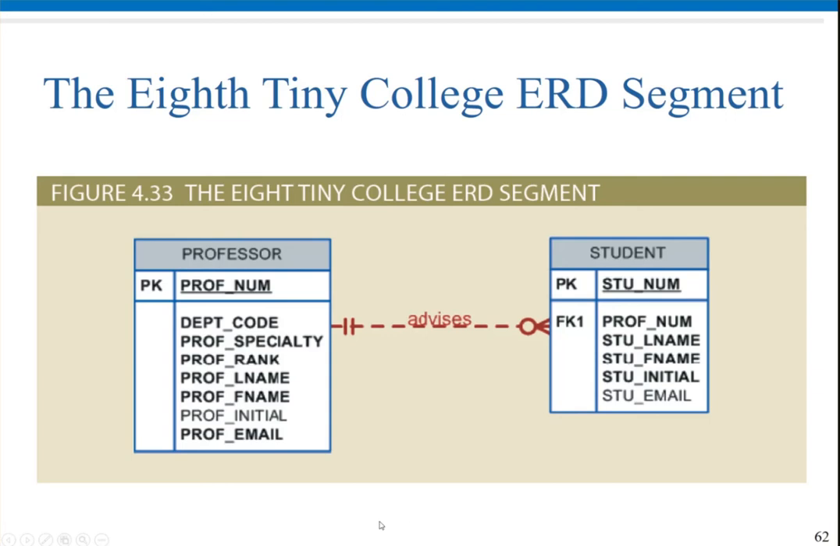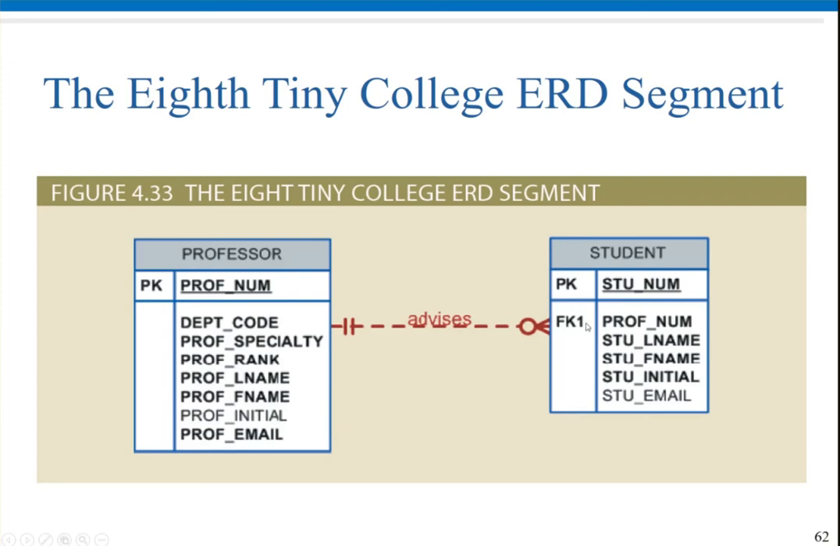Now notice we have 0 to many. That means the professor does not necessarily have to have a student to advise, but he can have many. Now the cardinality is not shown in here. And notice the dotted line, which shows a weak relationship because the professor number is not part of the primary key of the student file over here. If it was, it would be listed up here, and it would be a strong relationship.